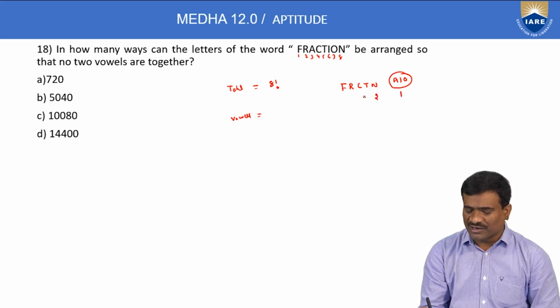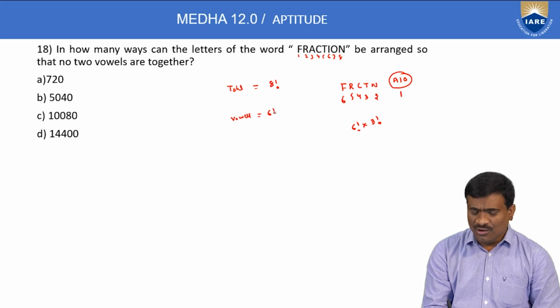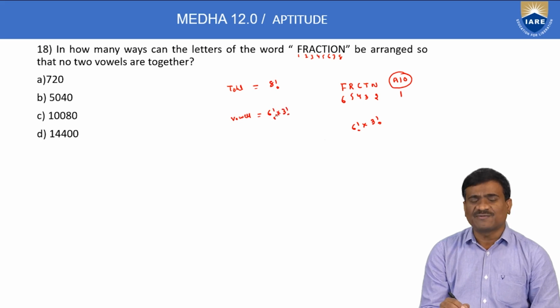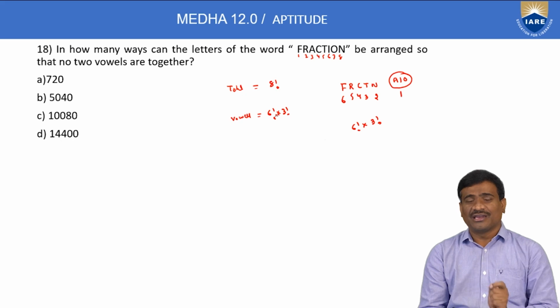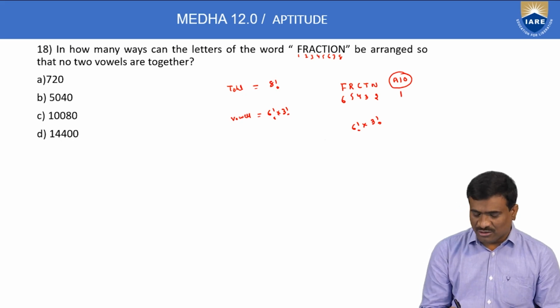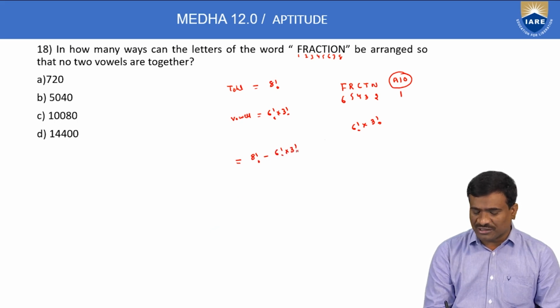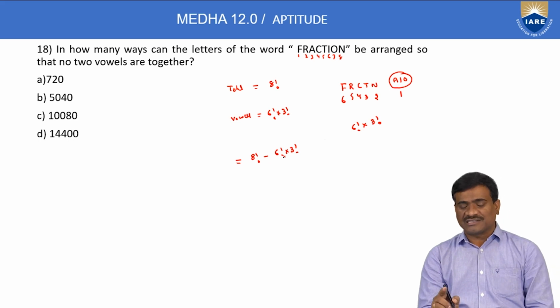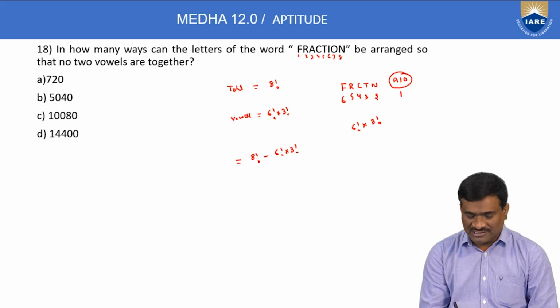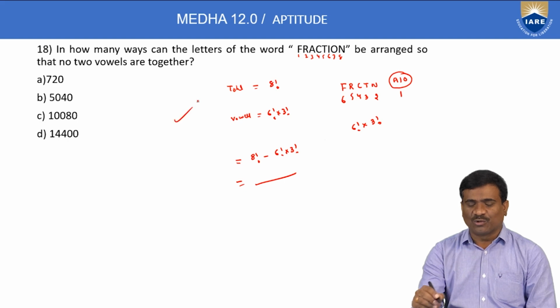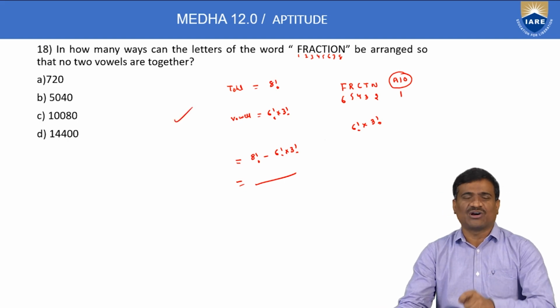Count the total number of letters: 1, 2, 3, 4, 5, 6. That is 6 factorial. And the number of vowels is 3, arranged in 3 factorial. Therefore, vowels always come together is 6 factorial into 3 factorial. Here, vowels do not come together is equal to total number of arrangements minus vowels always come together, meaning 8 factorial minus 6 factorial into 3 factorial is the answer. This is about the permutations and combinations concept.